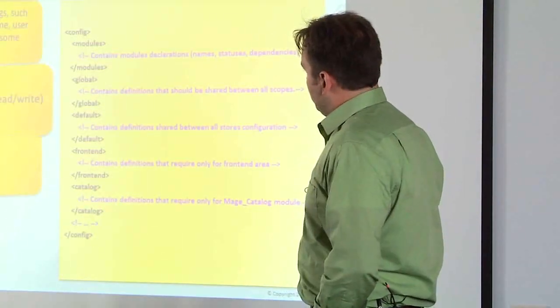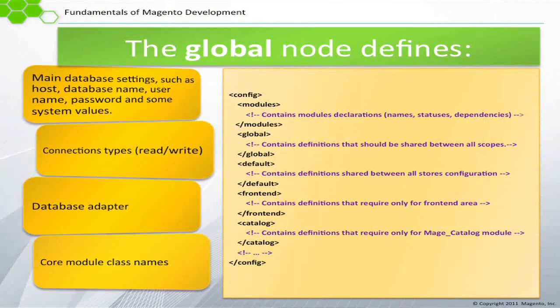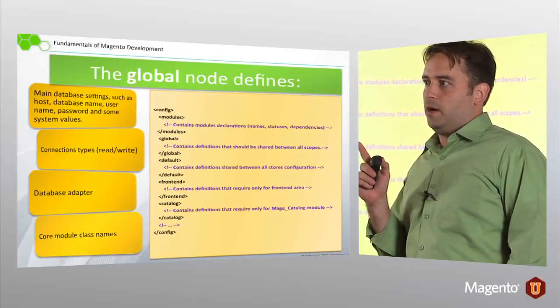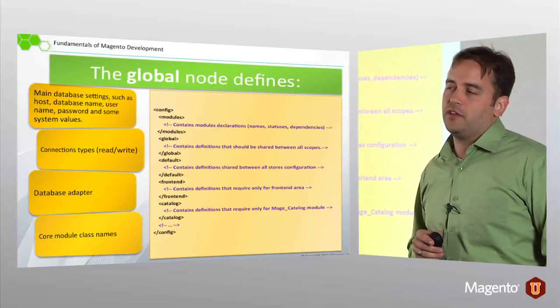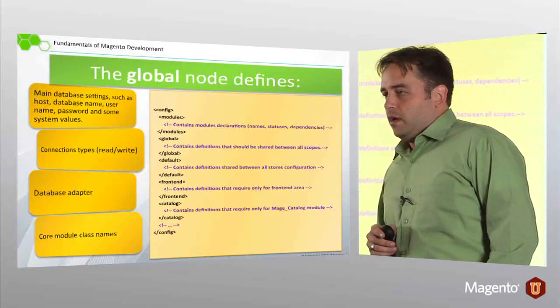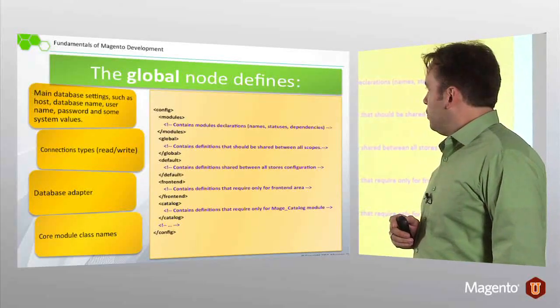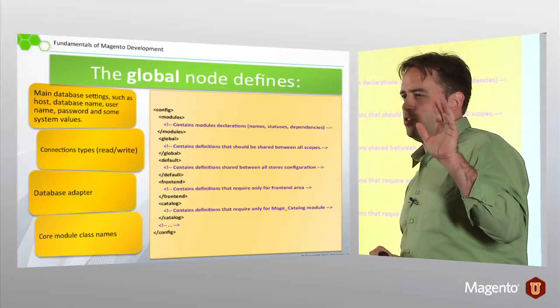So, global node defines, obviously, really important stuff. And this is why local.xml is read first, and also read last, by the way, app-etc local. That's actually the one time that Magento writes information to a configuration file. Other than that, it will not touch any configuration file. So, when you're running through them, how many people have actually installed Magento using the Magento installer?